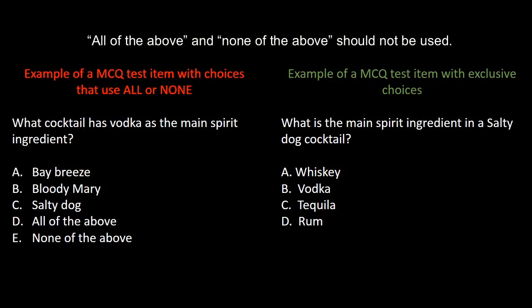All MCQ test items should have 1 and only 1 clear response. You should avoid using all of the above or none of the above, as when we write responses with one of those options, we tend to be biased towards one of these options always being the correct response. It also lends to guessing, as if the student can say for sure that 2 out of the 3 responses are correct, then they will automatically select all of the above. On the left, we have an example where if I know that a Bay Breeze and a Bloody Mary are both made with vodka, I will move to select all of the above, even if I'm not sure about the salty dog option. On the right, we see a reframed stem, still addressing the main points of what is the main spirit ingredient in a specific cocktail, but the student must select one response.